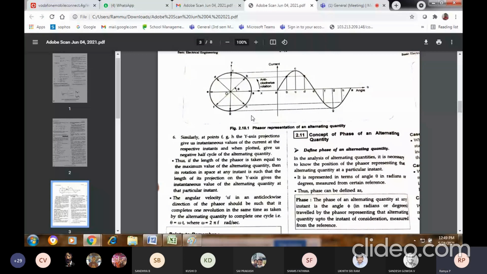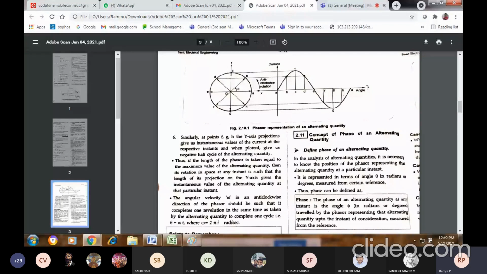Now I have taken theta here in degrees. Suppose I want to put it in radians, I will just replace theta with omega into t. Omega is nothing but 2 pi f, so 2 pi f into t. You can indicate it in terms of omega also, in radians per second, if not in degrees. Whether you convert theta to radians or radians to degrees, it doesn't matter. The phasor representation remains the same.